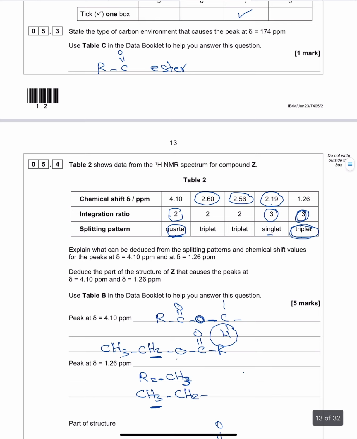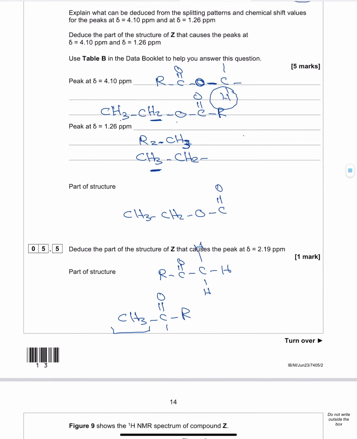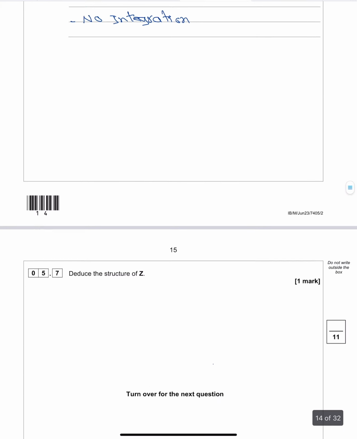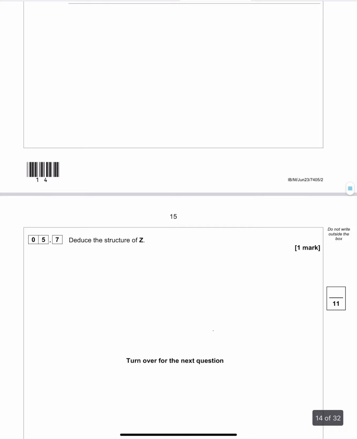And then when you look at the two peaks at 2.60 and 2.56, you're going to find that each of these is two protons, and there is a triplet here. So each of these is a CH2 next to a CH2. So now thinking about all of that and combining all of this, you're going to find that the structure of Z will be CH3, CH2O, and then the carbonyl.